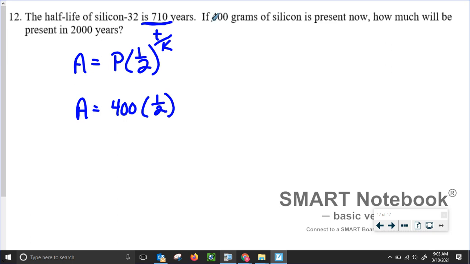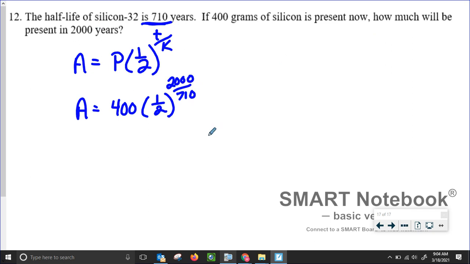Now do be mindful that silicon-32 is a specific isotope of silicon. Those of you that have taken chemistry would be very familiar with that. But that's just part of the name. That -32 is part of the name. Every year I have so many students that try to find a way to cram that 32 into this equation somewhere. It has nothing to do with it. It's simply part of the name. So it says that my half-life is 710. That means the denominator there is 710.